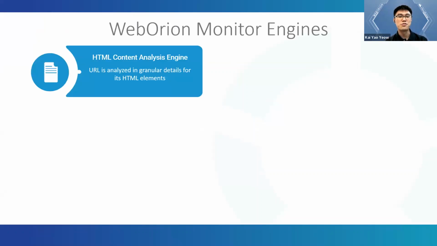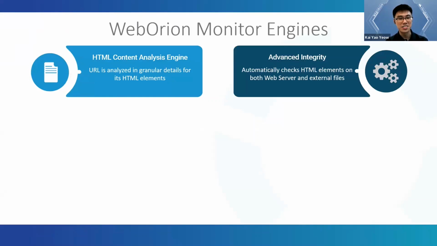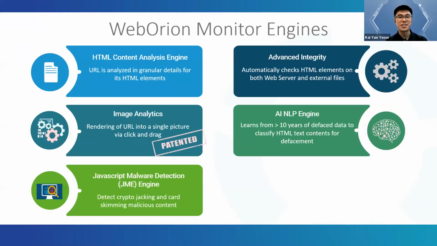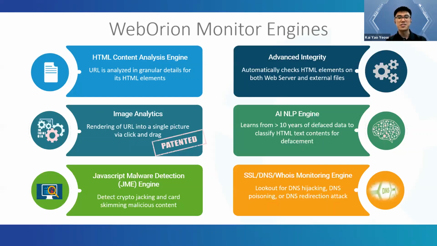For those who are new, WebOrion has 6 main monitoring engines: the HTML content analysis engine, advanced integrity, image analytics, the AI NLP engine, which Matthias just mentioned earlier, the JavaScript malware detection engine, and the SSL/DNS and Whois monitoring engine. Smart Image Hash comes in the advanced integrity engine.